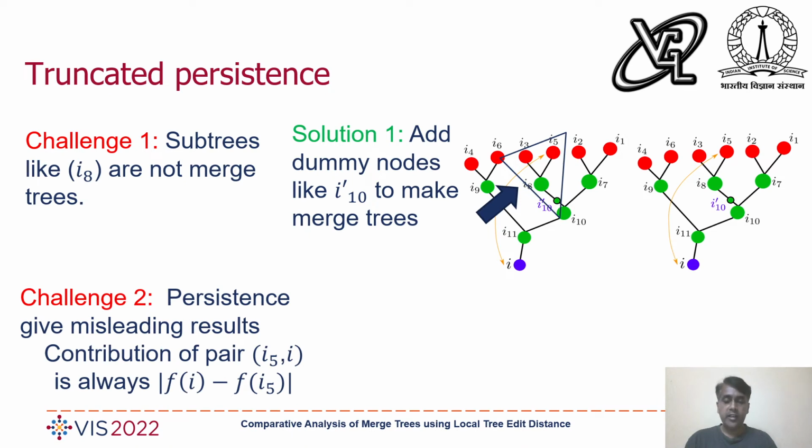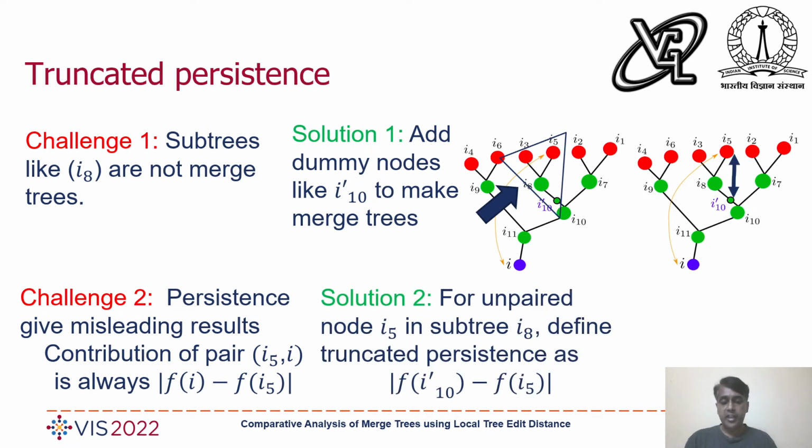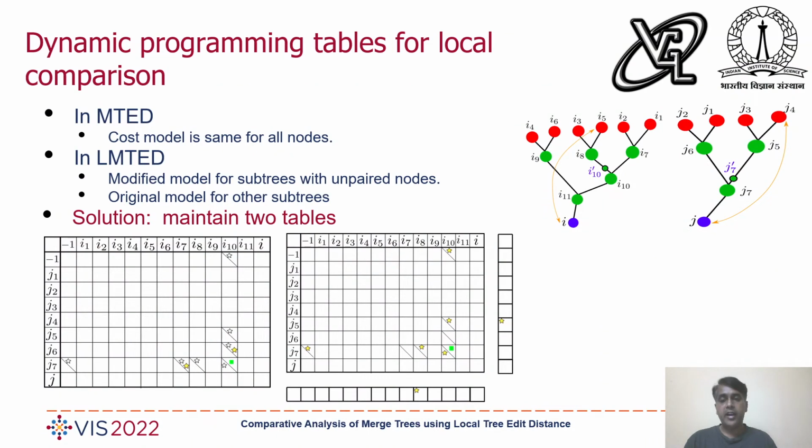Secondly, we want to alleviate misleading results due to the global persistence which make contribution of nodes such as I5 same irrespective of the subtree considered, by introducing the notion of truncated persistence which is dependent on the particular subtree, thus localizing this contribution. This results in an additional dynamic programming table. Here for the subtrees I10 and J7, we highlight the entries in the original and the modified table required to calculate both the global and the local merge tree edit distance. For further details, one can refer to the paper.